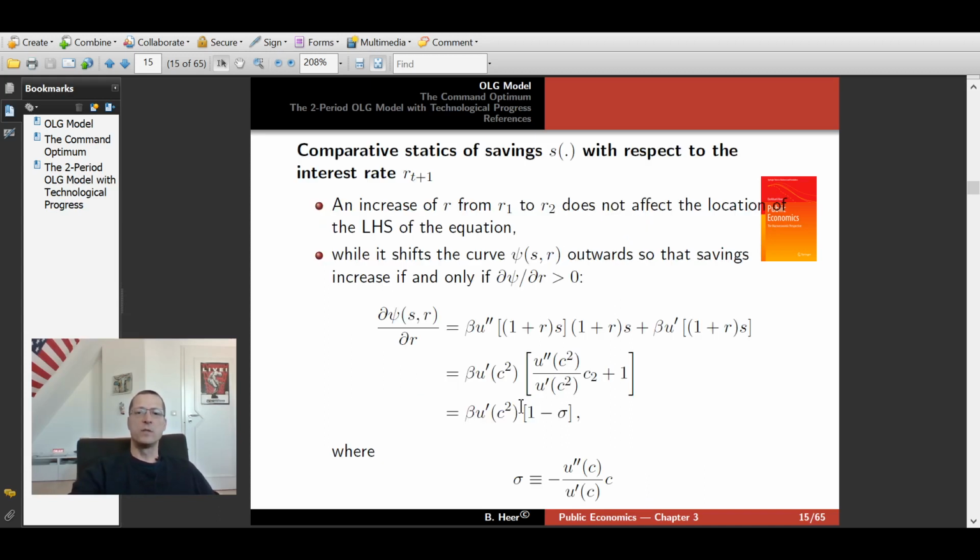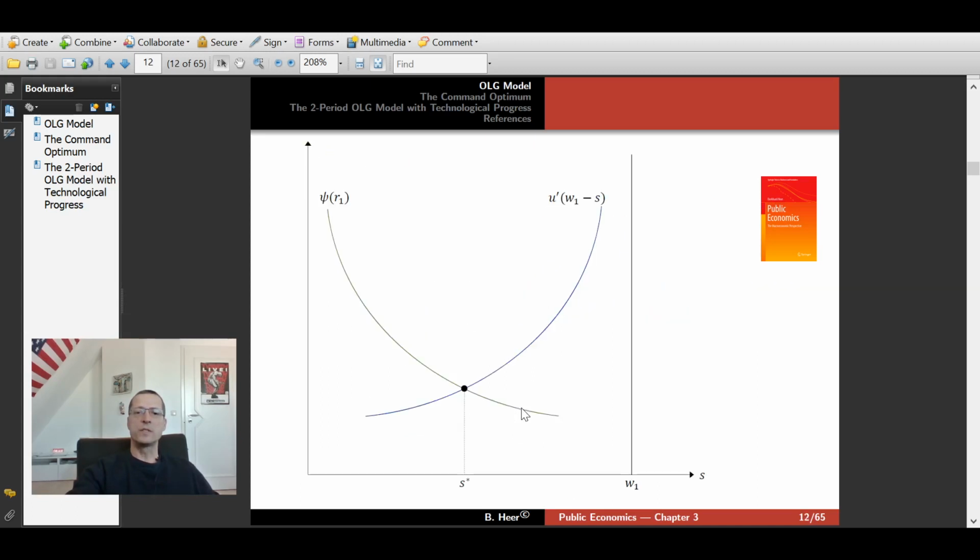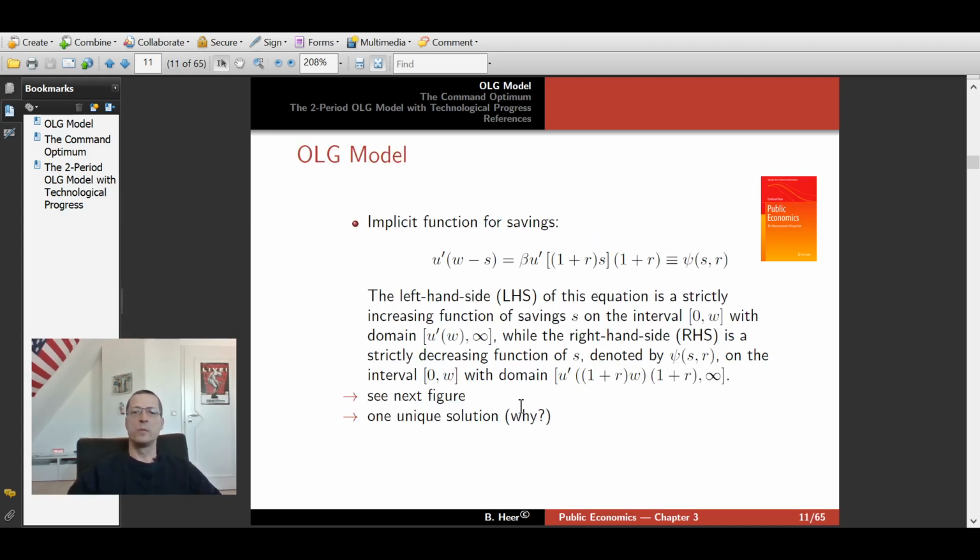Now, with regard to the effects of the real interest rate R, this is a little bit more complicated. As you can see, the left-hand side is not affected. R is not contained on the left-hand side. You don't find it there. With respect to the right-hand side, we have two effects.